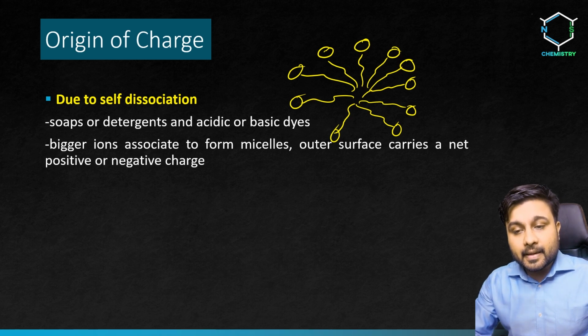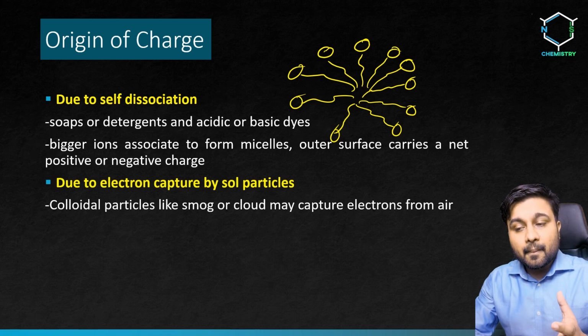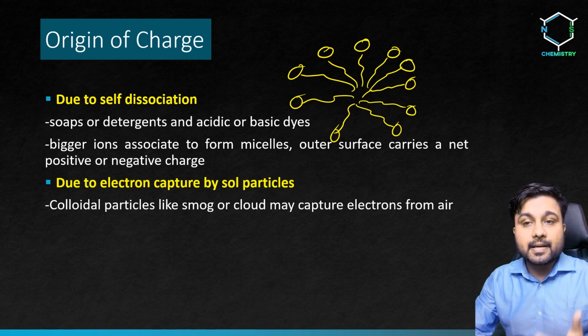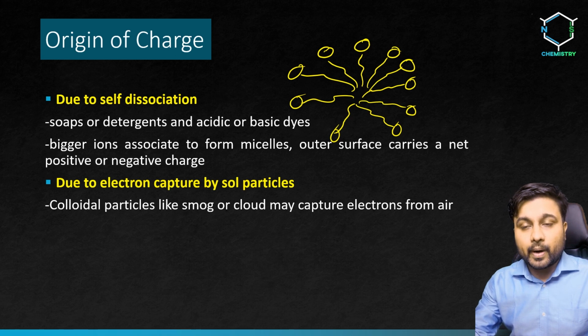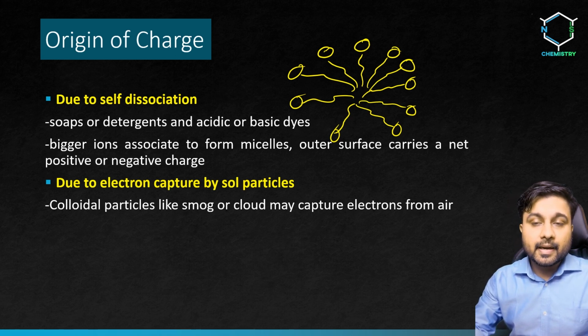Then the second method by which they may get charged is by capturing electrons from their surroundings. Colloidal particles like smoke or clouds basically capture electrons from the atmosphere itself. That is one of the reasons why thunder happens in our surroundings. That is the root cause of lightning in the atmosphere. Those clouds get negative charge from the atmosphere because they are colloids, and that is quite possible. That is one way to attain a negative charge or any charge on its surface.